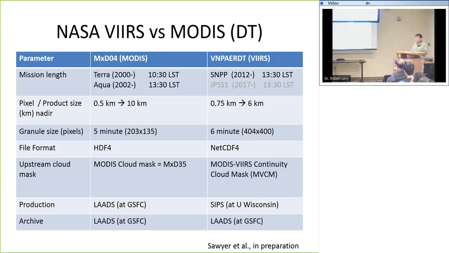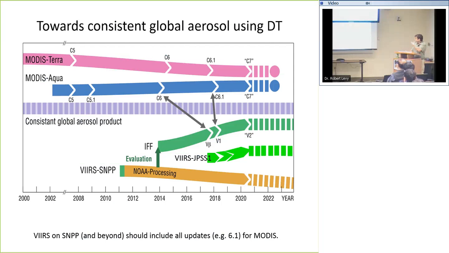We're working on a paper based on that. One difference is, again, the product resolution and the granule size. People that are using MODIS will have to use different formats for VIIRS, et cetera. Again, our goal has been trying to get this consistent global aerosol using dark target, something along the purple line in the middle here that's as consistent as possible, even if the individual sensors are diverging a little bit.